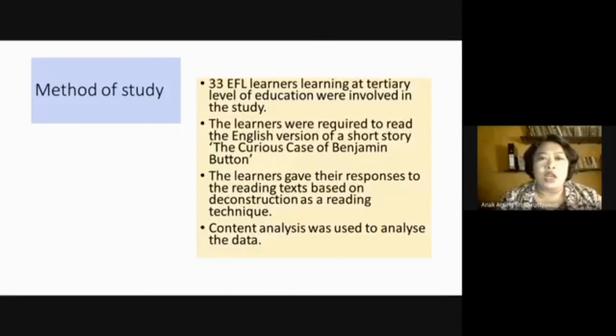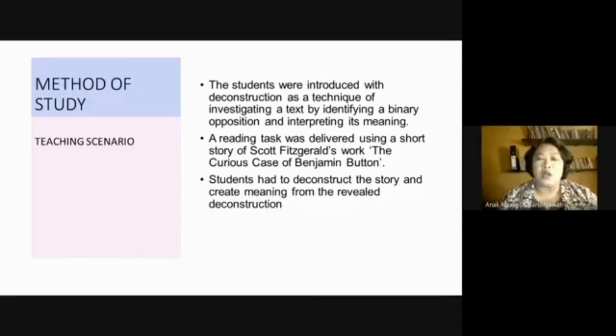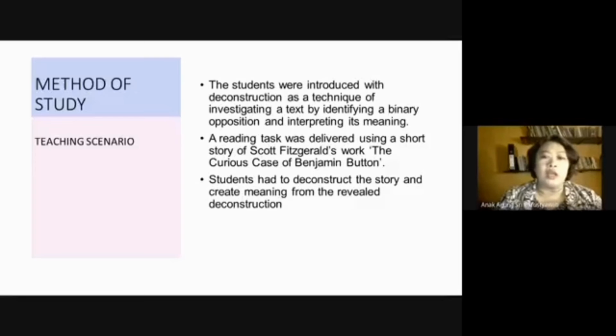These stages were set out in the teaching scenario, which can be seen as follows. First, the students were introduced to deconstruction as a technique of investigating a text by identifying a binary opposition and then interpreting its meaning. Afterward, a reading task was delivered, conducted by distributing Scott Fitzgerald's work entitled The Curious Case of Benjamin Button. And then finally, the students had to deconstruct the story and create meaning from the revealed deconstruction.